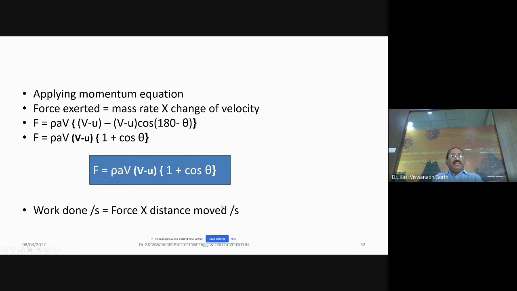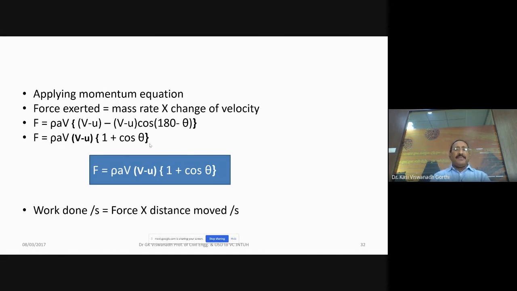Apply the momentum equation, the force exerted would be equal to mass rate into change of velocity. Mass rate into change of velocity, rho A V into what is the change of velocity? V minus U initial velocity minus V minus U cos 180 minus theta. So taking out V minus U as common from both the terms here, you have 1 minus cos 180 minus theta, which is equal to 1 plus cos theta. So rho A V into V minus U into 1 plus cos theta is the force exerted.